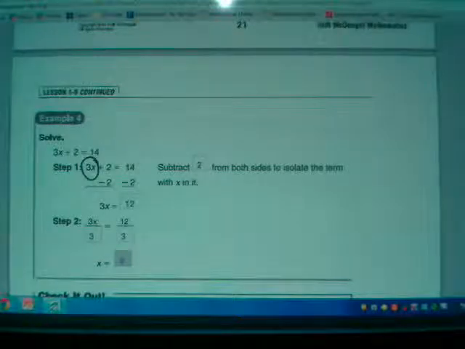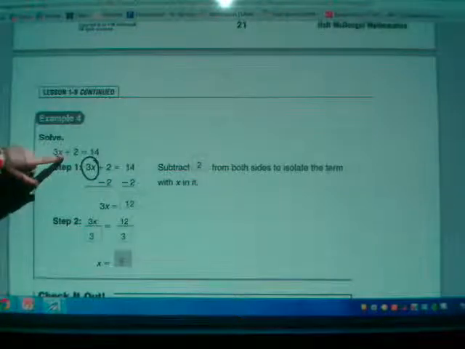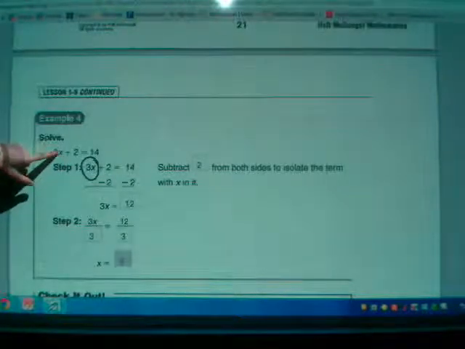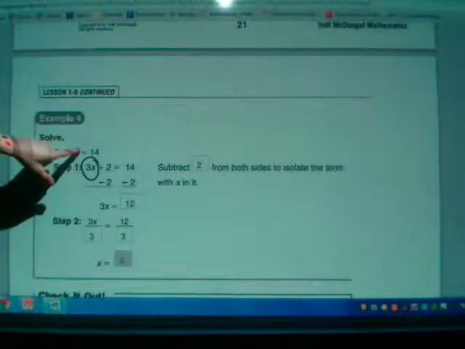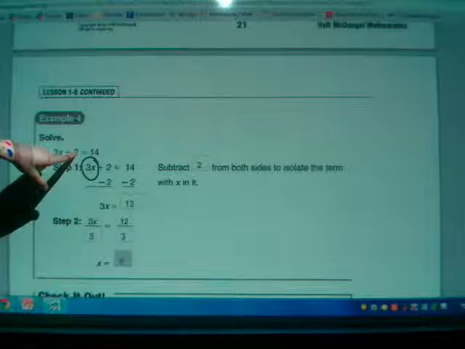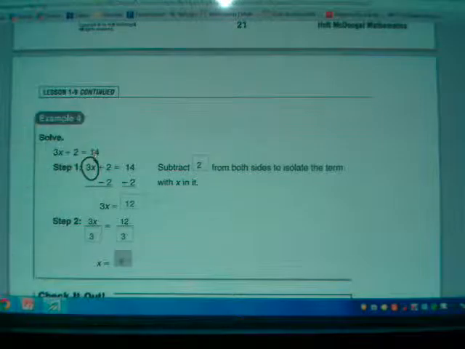Again, we can check this just like we've done every other time. The only thing that's going to be a little bit different about checking our answer here is we've got to make sure we use the order of operations. So 3 times 4 is what this is going to be, 12. That would be first with the order of operations. And then 12 plus 2 is 14. Since the left side makes the right side, the equation checks.